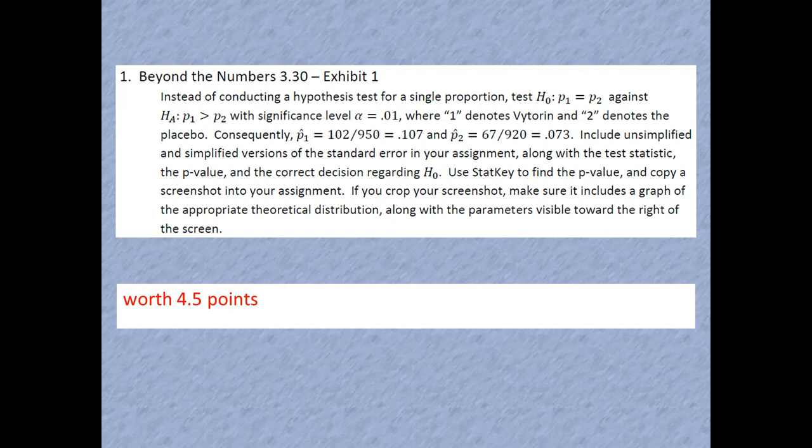Then the test statistic, the p-value, which would have to be backed up with a StatKey screenshot, and the correct decision, either that you're going to reject or fail to reject the null hypothesis. This is worth 4.5 points. The way it breaks down is 1 point for the standard error, 1 point for the test statistic, 2 points for the p-value, and then half of a point for making the correct decision.